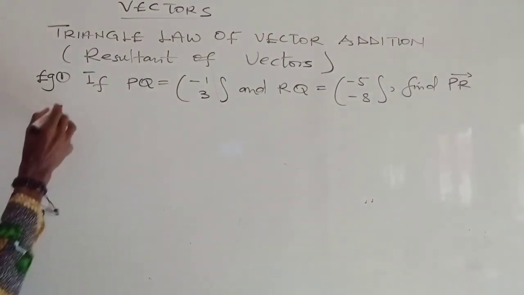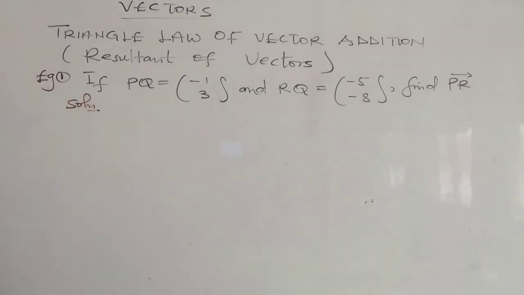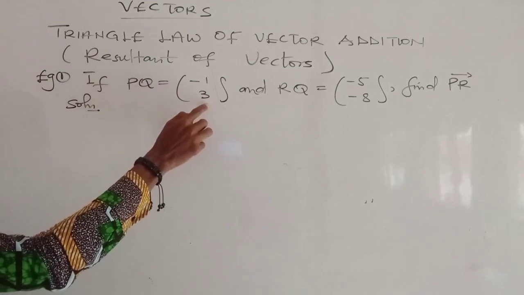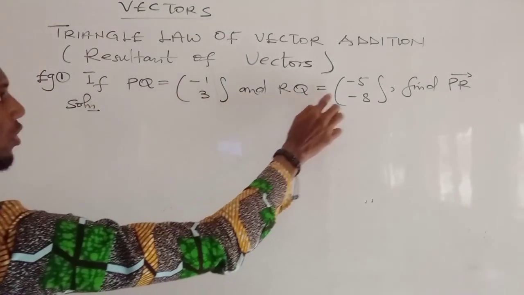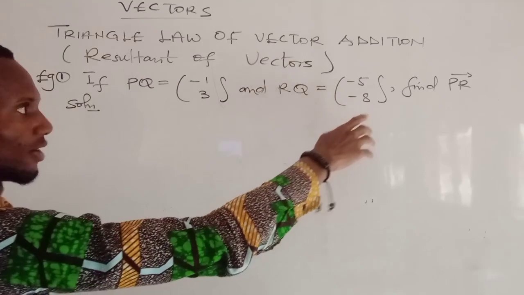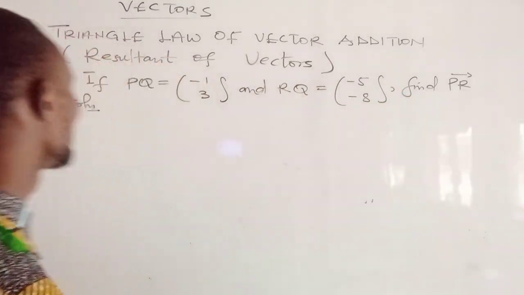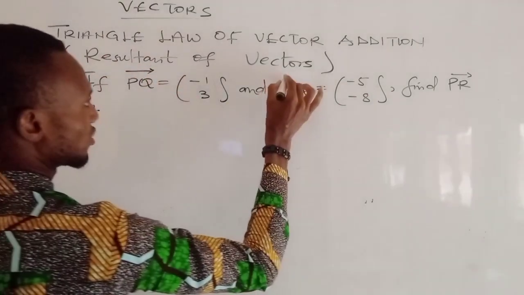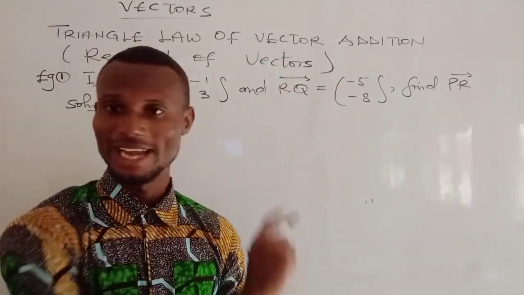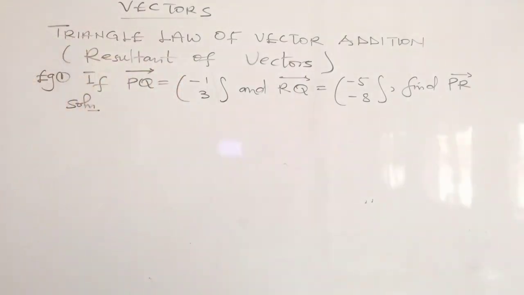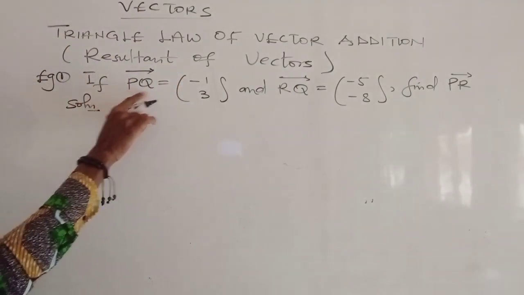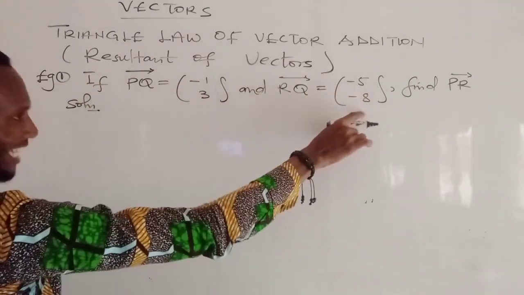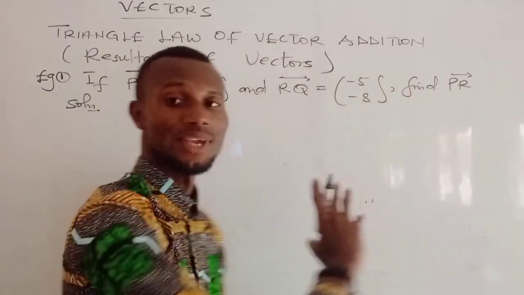Okay, so let me write down my solution. Now let's read the question again. It says that if PQ is equal to (-1, 3) and RQ equals (-5, -8), we should find PR. Now let me bring the arrows here, which are very important. I forgot to bring the arrows, so I brought the arrows. Okay, so let's continue. It says that if the vector PQ equals (-1, 3) and the vector RQ equals (-5, -8), we should find the vector PR.